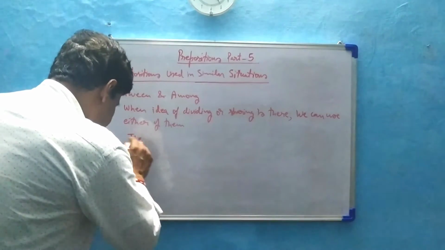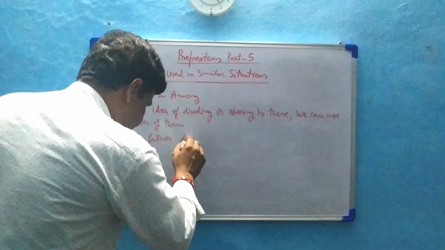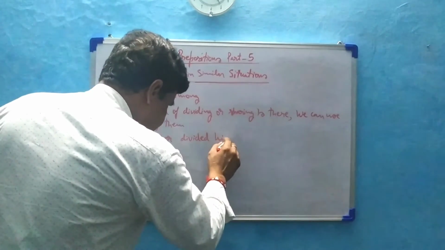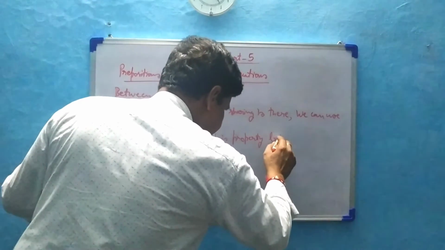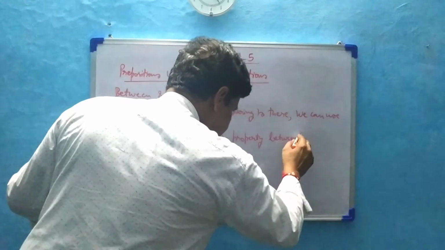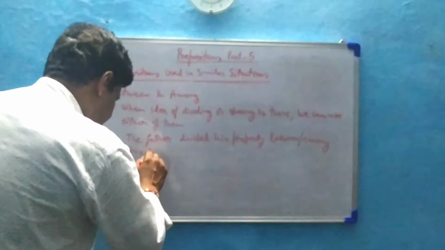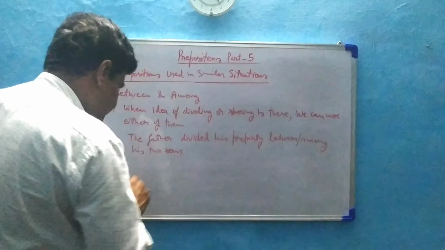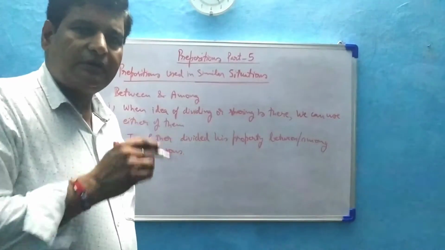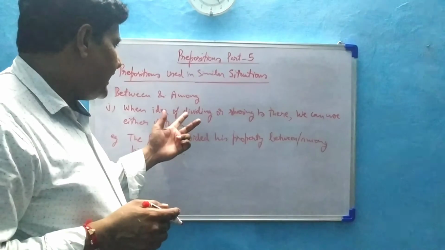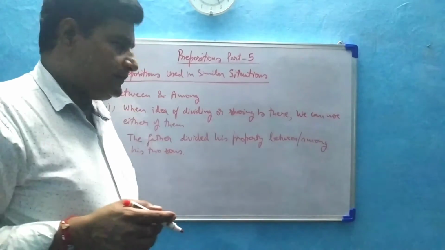The father divided his property between or among his two sons. So here the idea of dividing or sharing is there. So between or among, either are correct.